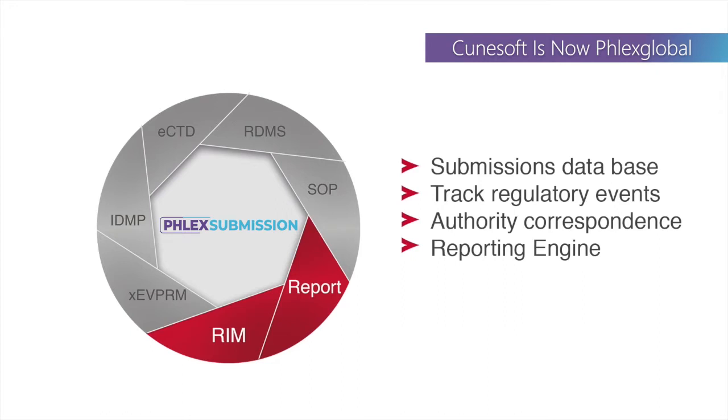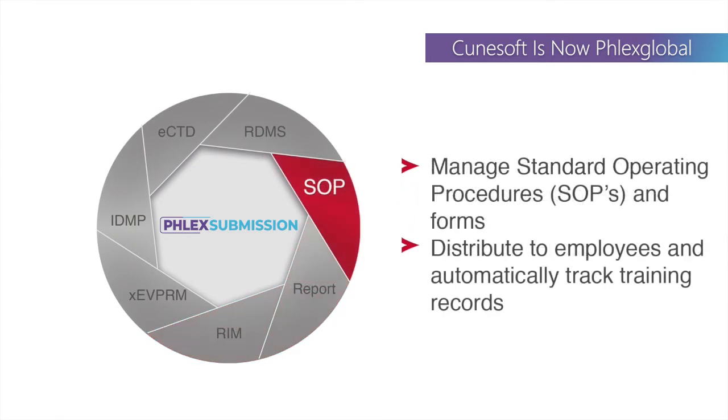I'd like to also mention that Qn RIM is a solution for regulatory information management, and that module helps to track all of your regulatory activities, events, and plans. Qn SOP is our solution for managing SOPs and training records for your employees. So let's first talk more about Qn eCTD.